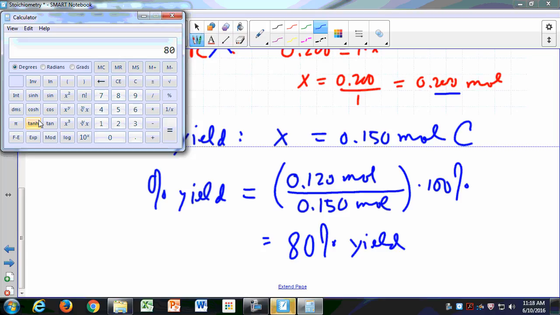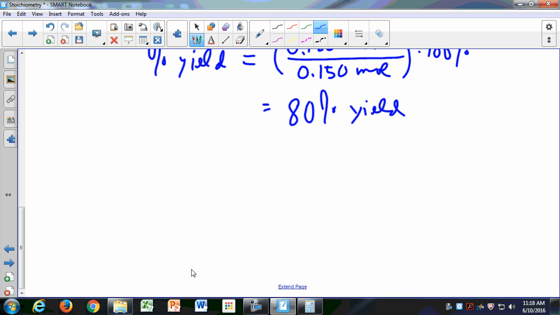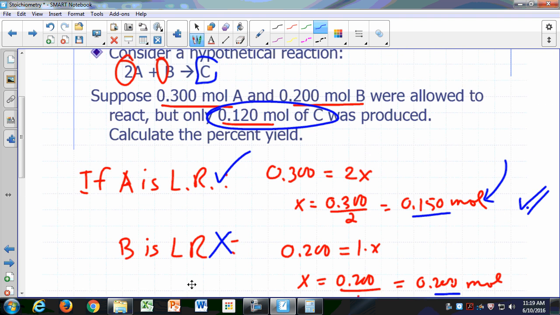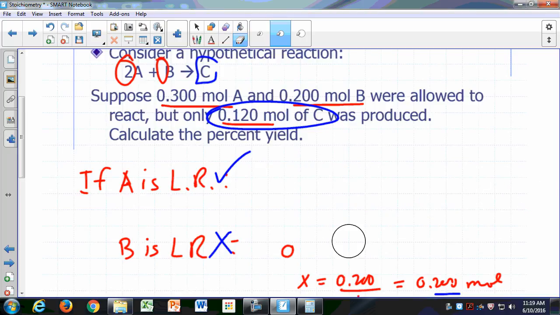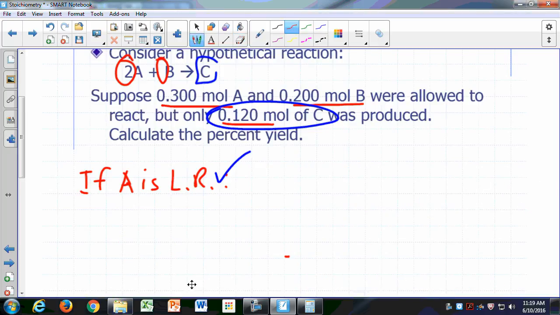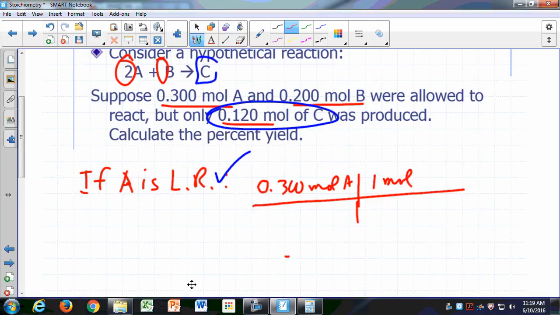All right. So here's another way you could have done it. If you want to do it the traditional way, here's a traditional way of doing it. If A is the limiting reactant, you would say 0.300 moles of A. How much C can you get? You can say times 1 mole of C for 2 moles of A. That gives you a theoretical yield of 0.15 moles of C. Okay? Just 0.150 moles of C, as we got earlier.